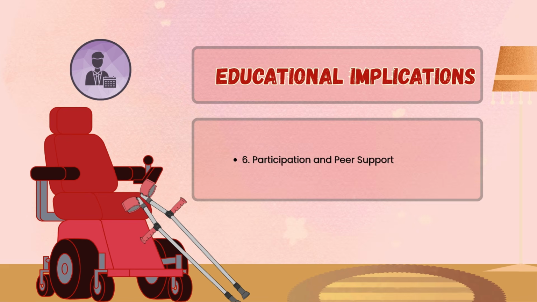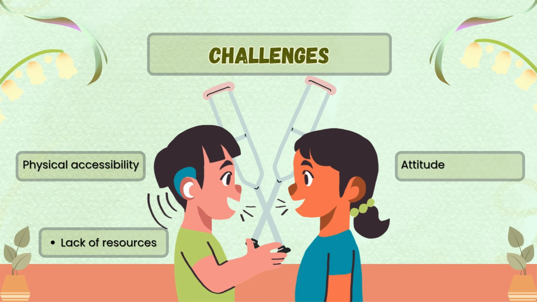Participation and peer support. Inclusion should go beyond simply allowing the learner to remain in the classroom. The learner should have opportunities to participate in group activities, practical work, games and co-curricular activities, discussions, school events, and peer interaction. Challenges. What could be the challenges in the implementation of all these?